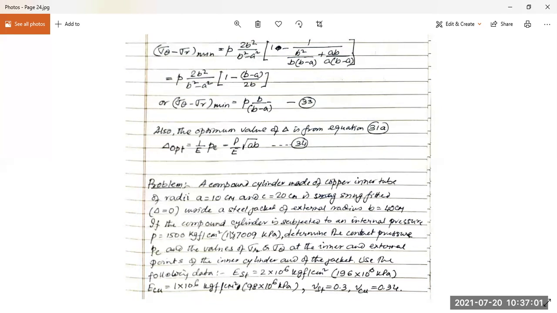If the compound cylinder is subject to internal pressure of 1500 kgf per centimeter square, or 147009 kPa, determine the contact pressure PC and the values of sigma R and sigma C at the inner and extreme inner and external points of the inside cylinder and of the jacket respectively. So sigma should be calculated at the inner point of the internal cylinder and at the external point of the outer cylinder. The Young's modulus of steel and the Young's modulus of copper are given.